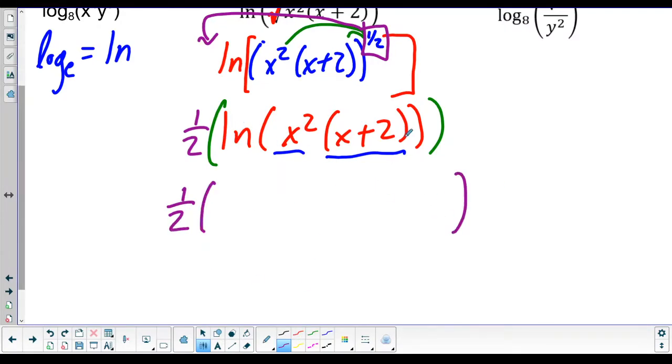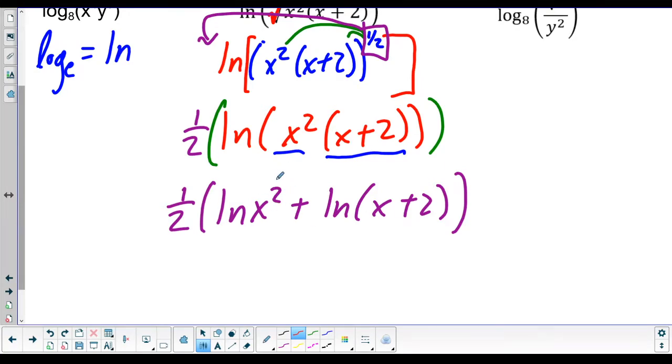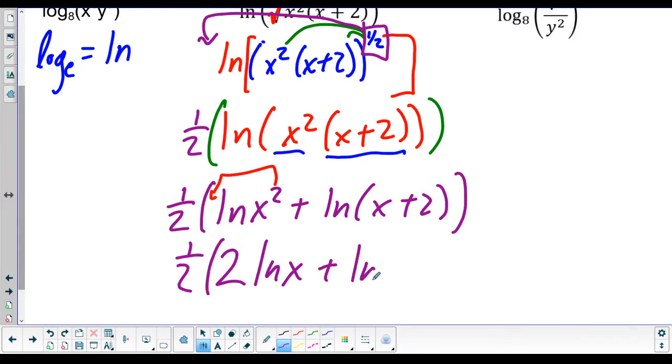We're going to split this up into two logs. We're going to have ln of x squared, plus ln of x plus 2. All right. Now let's get rid of this 1/2 here. So we're going to turn that into a coefficient on its log. So we have 1/2 times 2 ln of x plus ln of x plus 2.